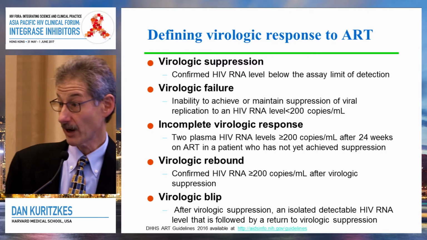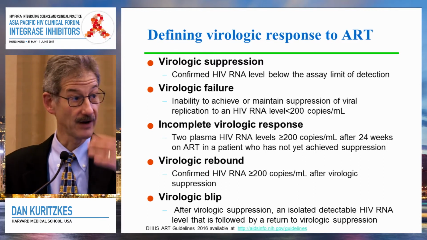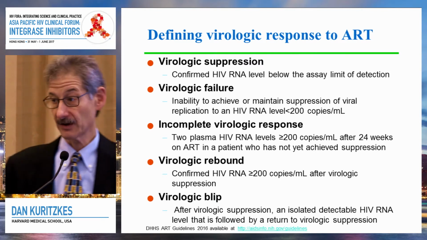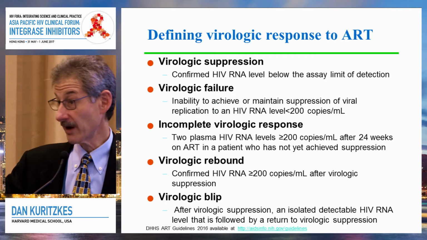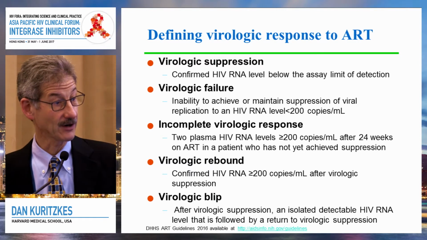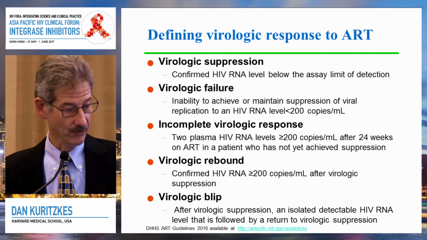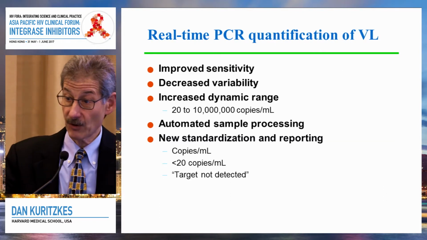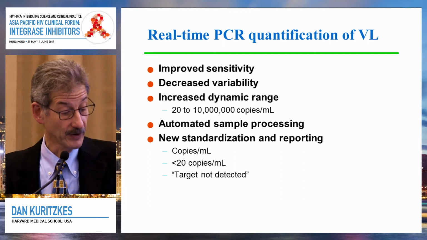You can have virologic rebound. The patient was initially suppressed, but now for some reason virus has come back. Or you can have blips, where the patient is usually undetectable, but from time to time, some small amount of virus is detectable in their plasma, and that causes a great deal of concern for the patient and confusion for the clinician. Now, this has been made a bit more complicated by having much better tests that are far more sensitive.